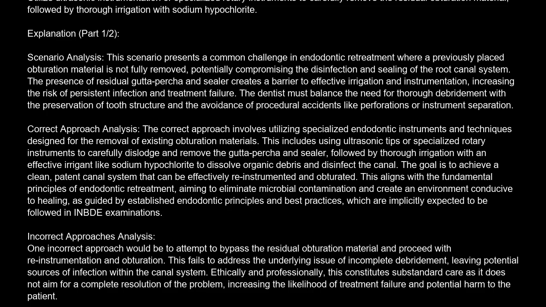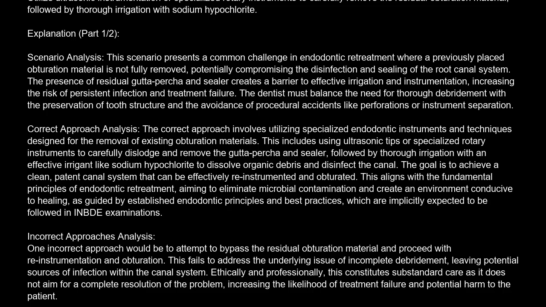This aligns with the fundamental principles of endodontic retreatment, aiming to eliminate microbial contamination and create an environment conducive to healing, as guided by established endodontic principles and best practices, which are implicitly expected to be followed in INBDE examinations.